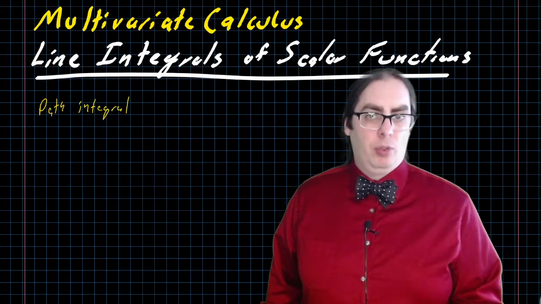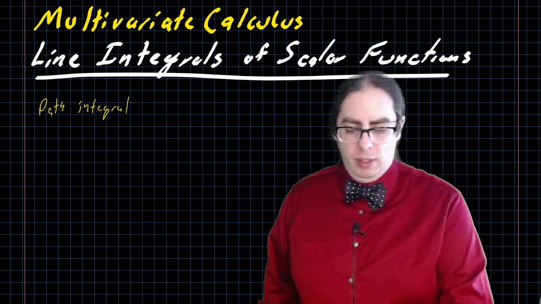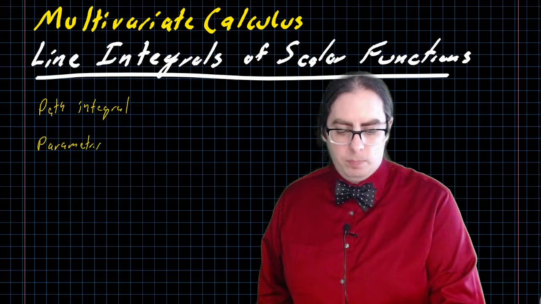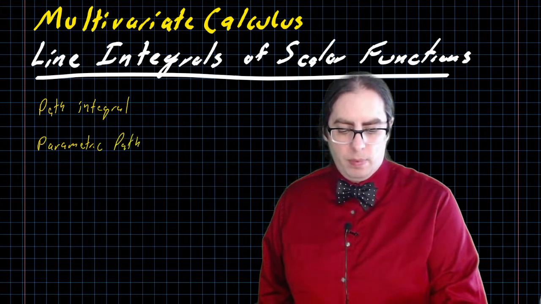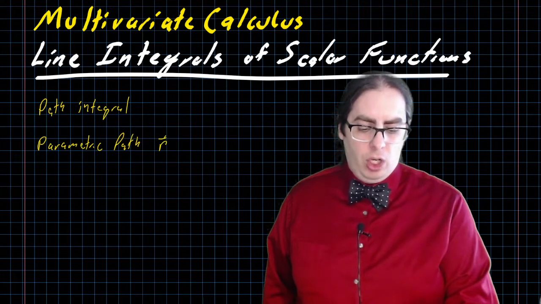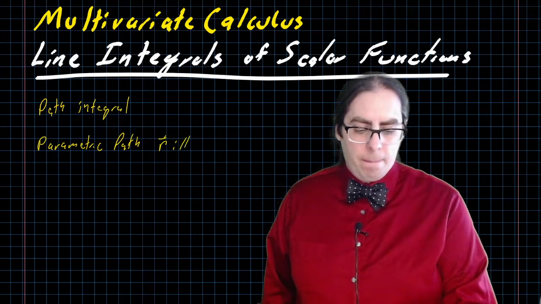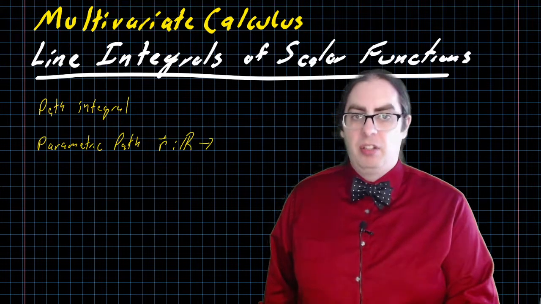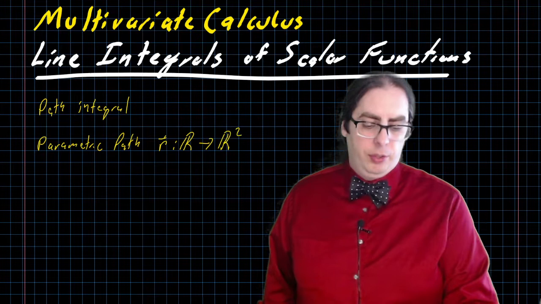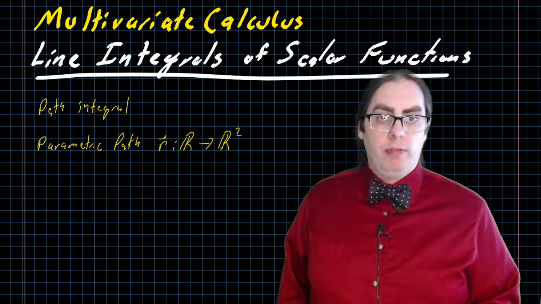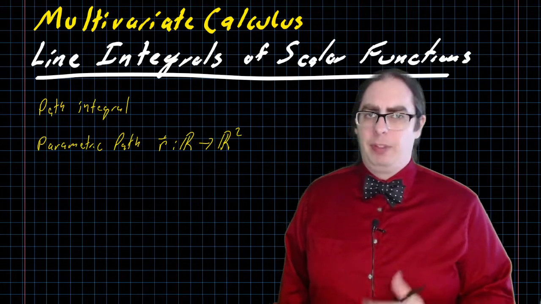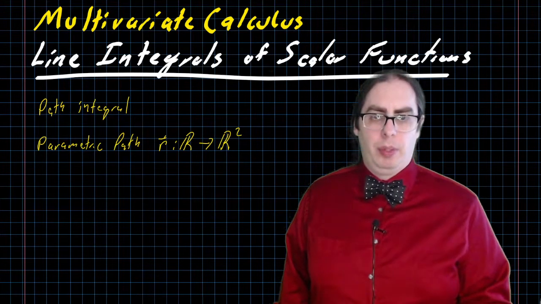I think path integral is a little bit more evocative because one of the key things we need is some parametric path. We'll define it using r, which takes a scalar value, probably t, and will spit out either 2 or 3 dimensions. For convenience, we'll look at two-dimensional paths for right now because it's a little bit easier to draw and see what's going on.